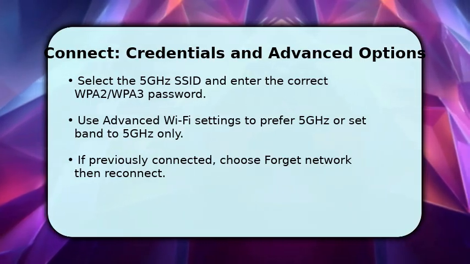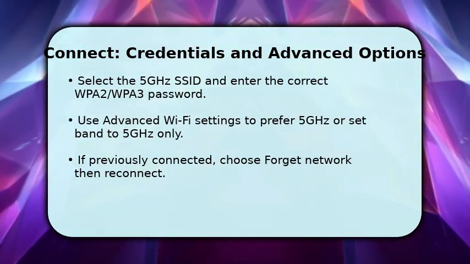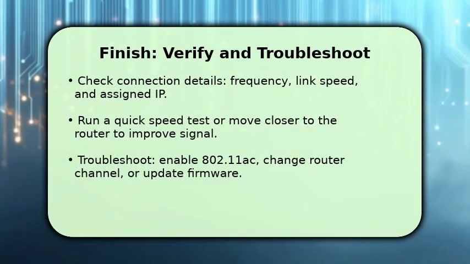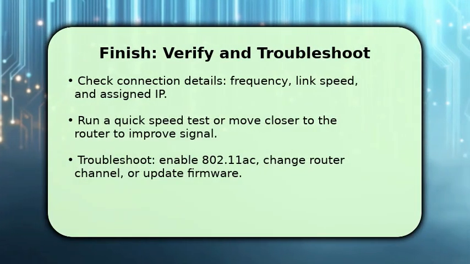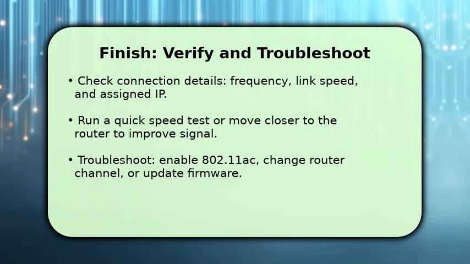You finish by verifying the link. Open Wi-Fi details and confirm the frequency or link speed indicates 5 GHz and that an IP was assigned. Run a quick speed test to validate throughput. If performance is poor, move closer to the router or remove obstacles.